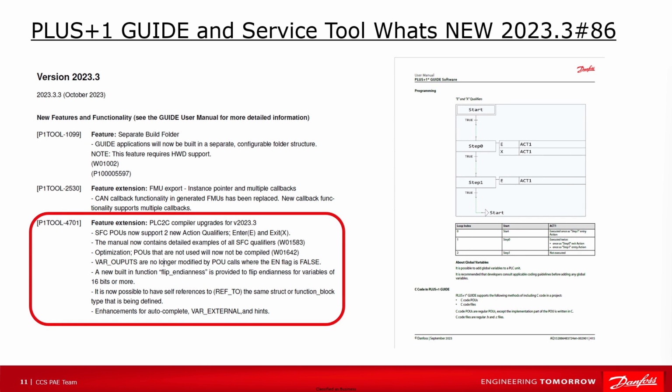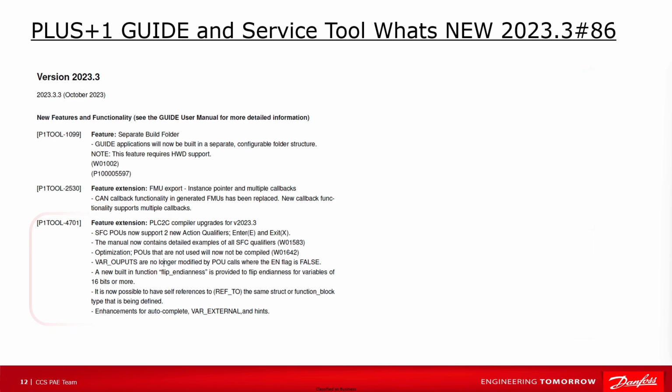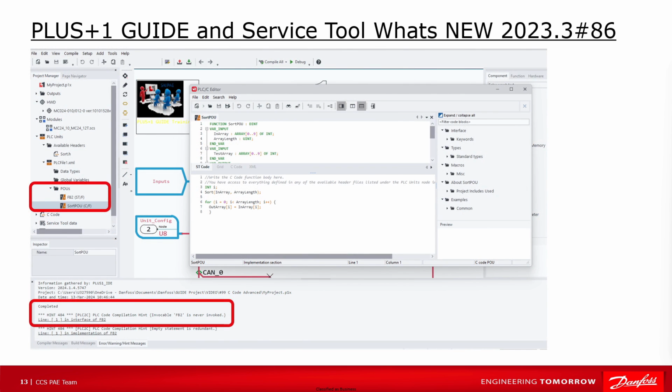Another feature extension or optimization took place in the PLC editor. If a PLU has been added to the project but it is never called, this unused code will now not be compiled. As you can see in my little example, where I have added a PLU called FB2, and this has never been called via the call PLU component or from any other PLU. This is also documented inside the hint message that the function block FB2 is never invoked.